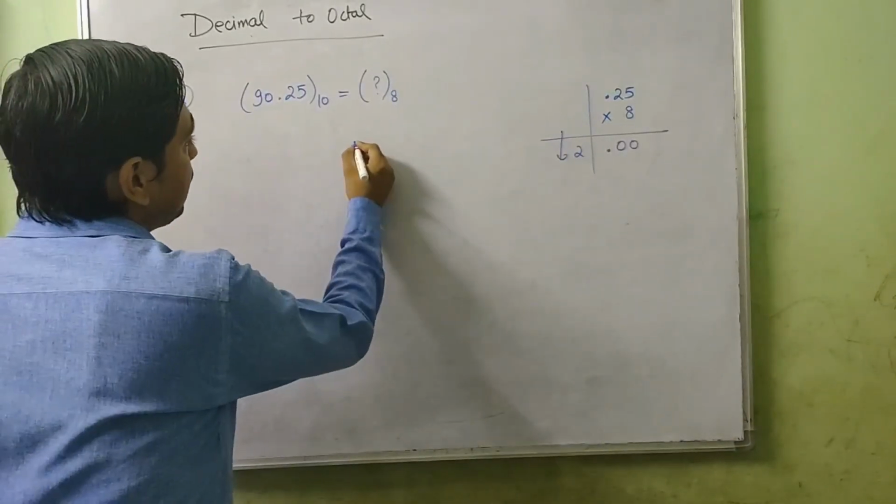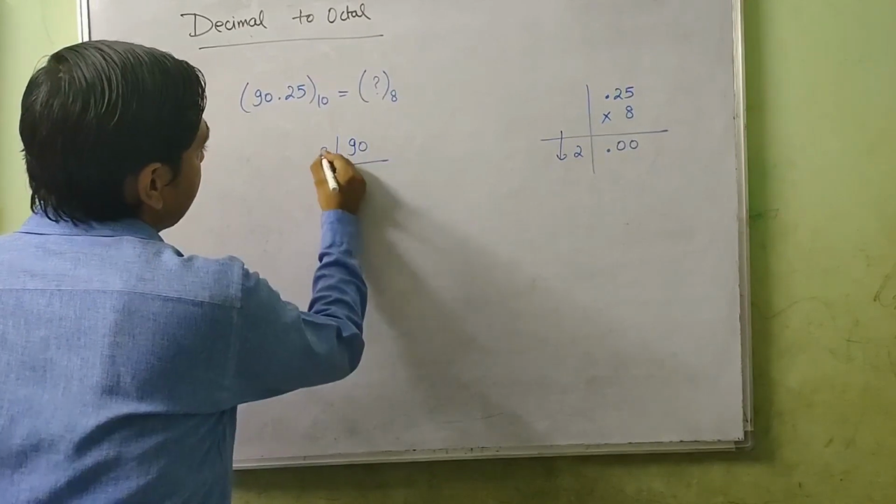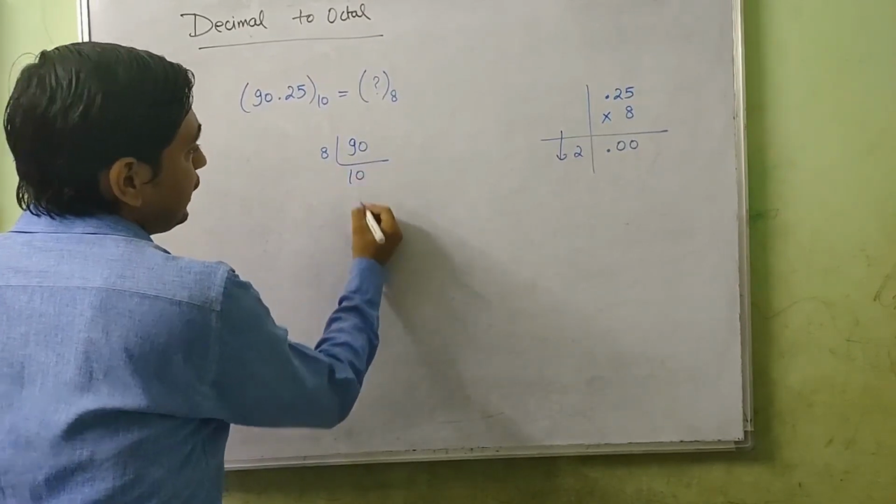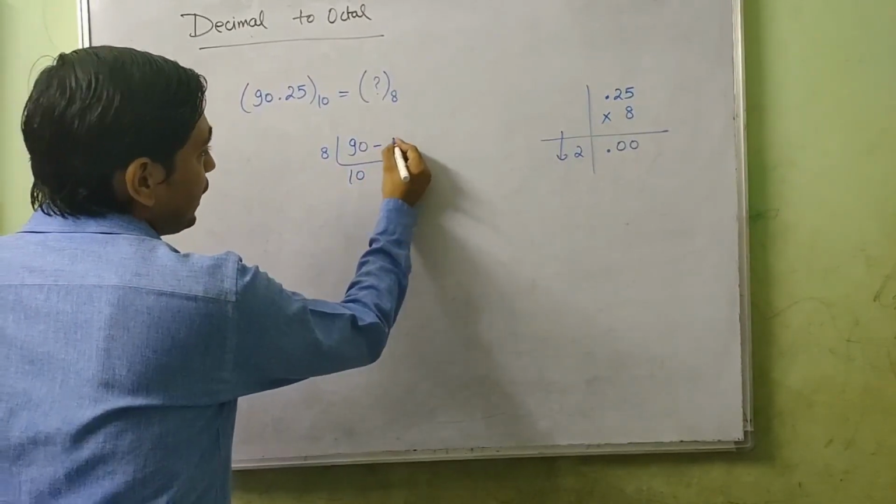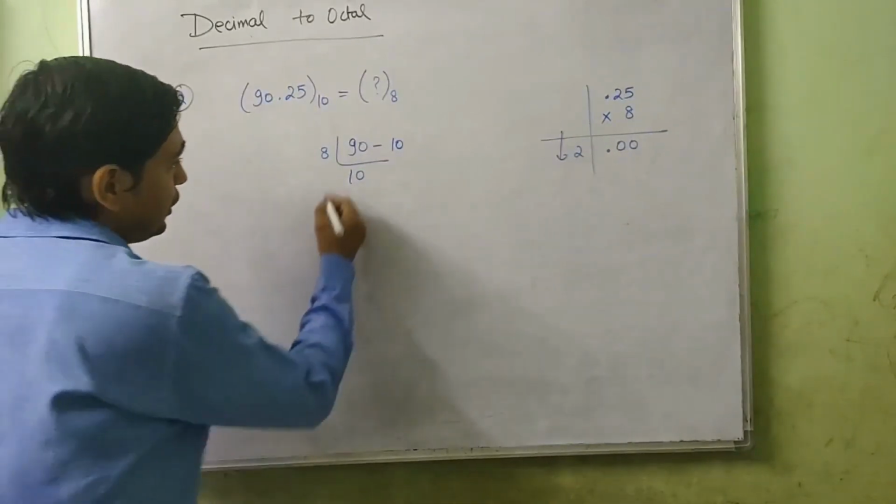Now 90 will be converted. So how? By dividing it by 8. So 8 tens are 80. How much remainder will you get? 10. Okay.